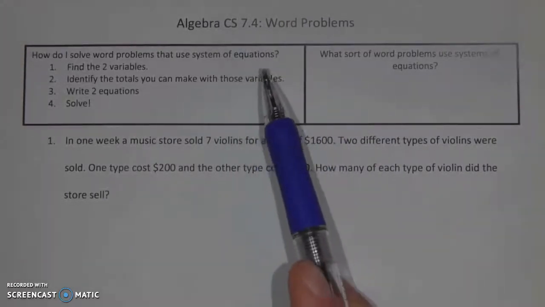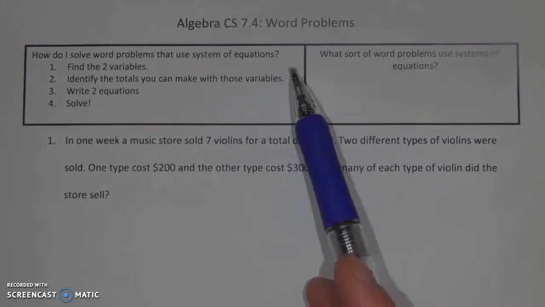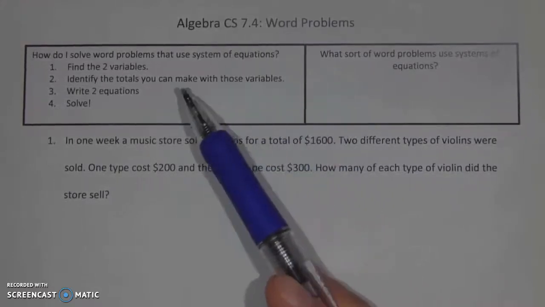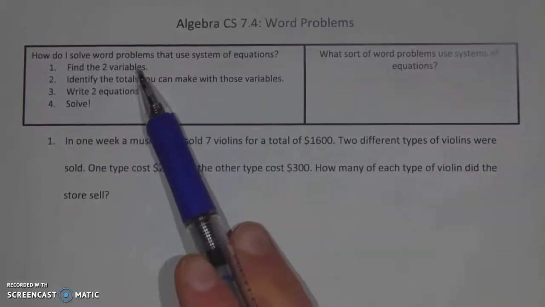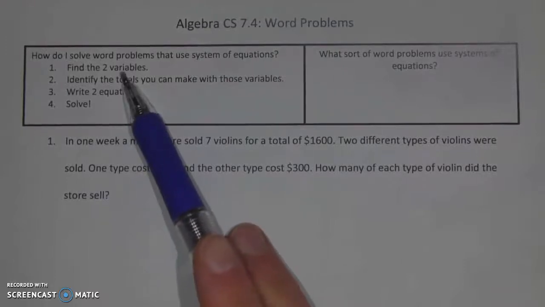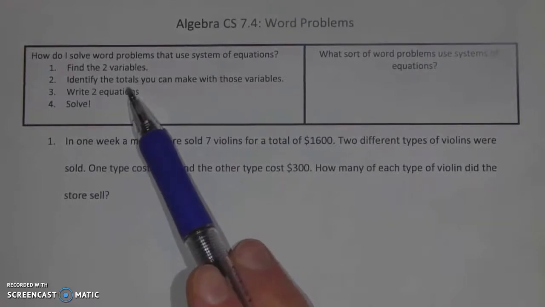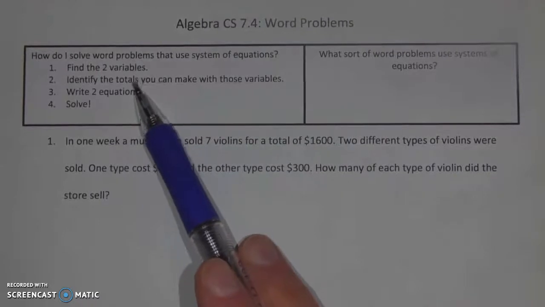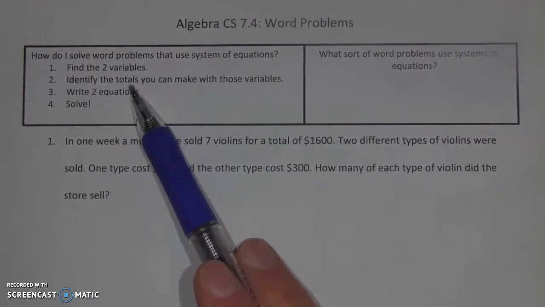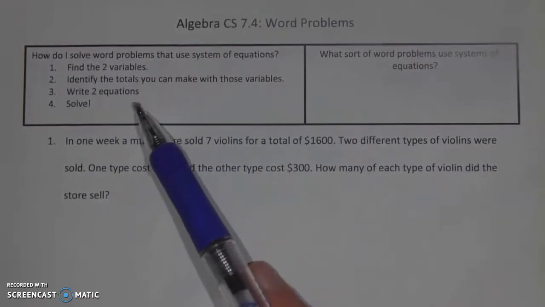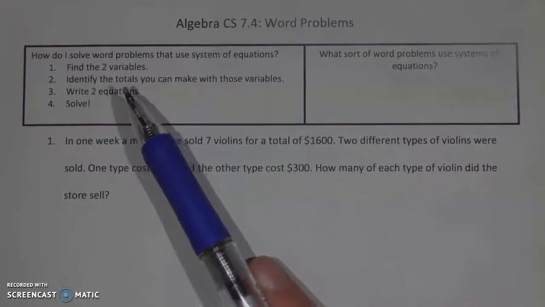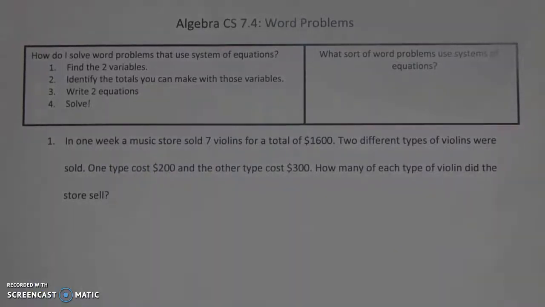The first one is asking, how do I solve a word problem that uses systems of equations? What you're going to do is find two variables that are going to lead to two different totals. So you're going to have to identify at least two variables in play, and figure out the totals that you're making with those variables. This is very similar to what we did earlier when writing equations from word problems. The only difference is this time you're going to write two equations instead of one before you solve.